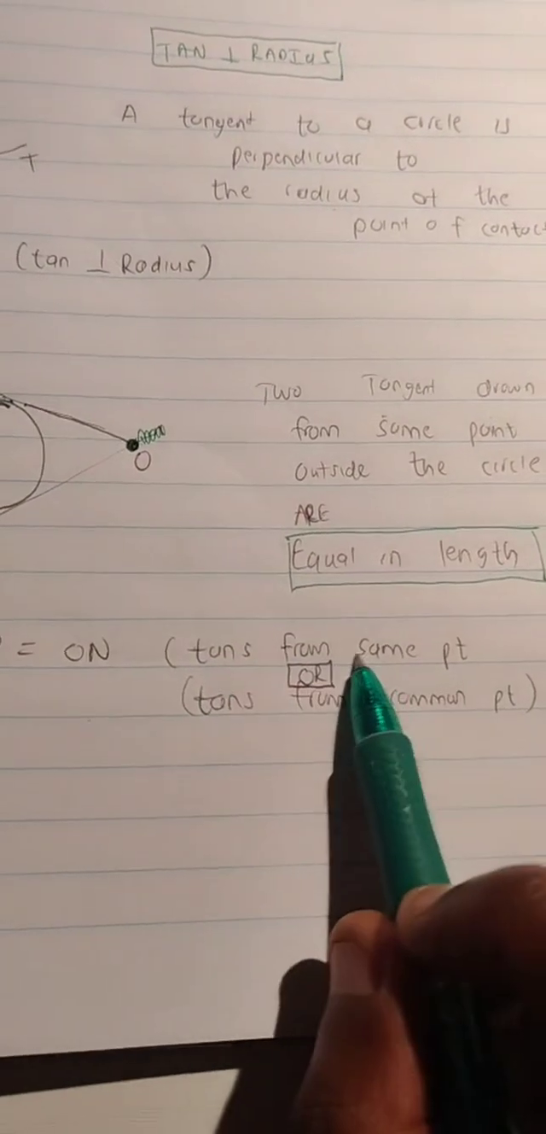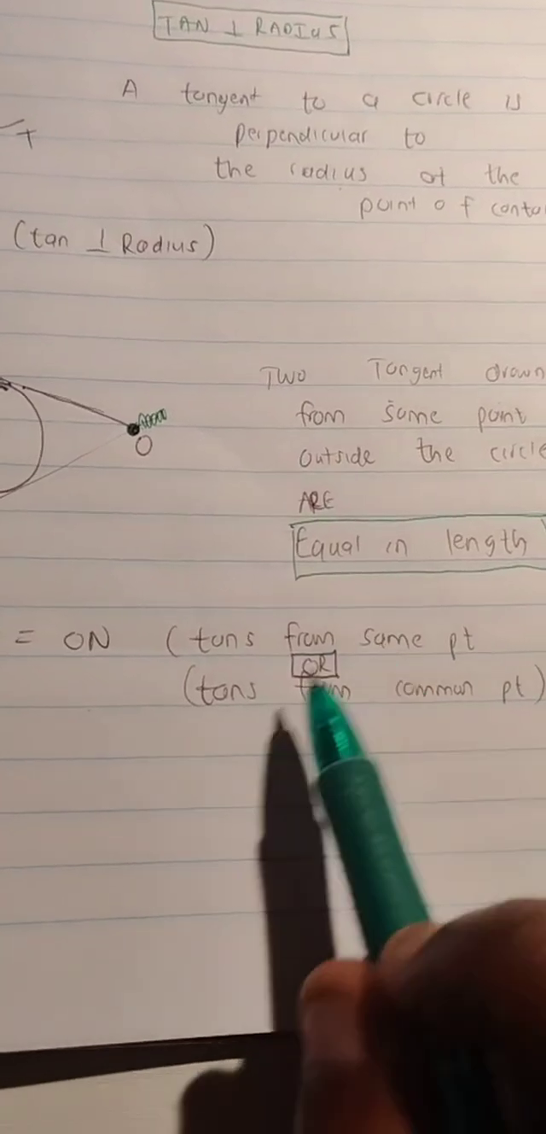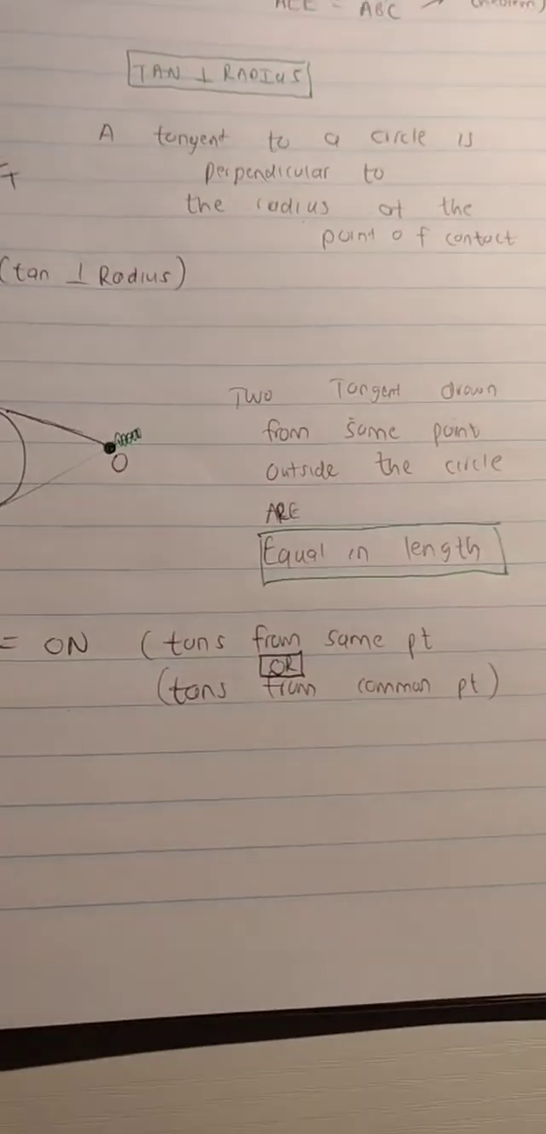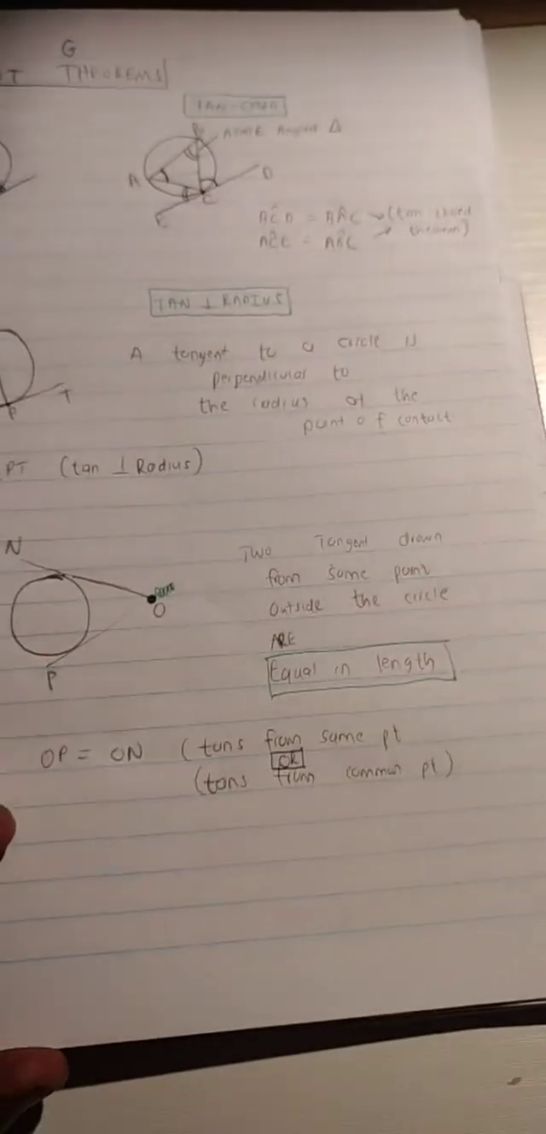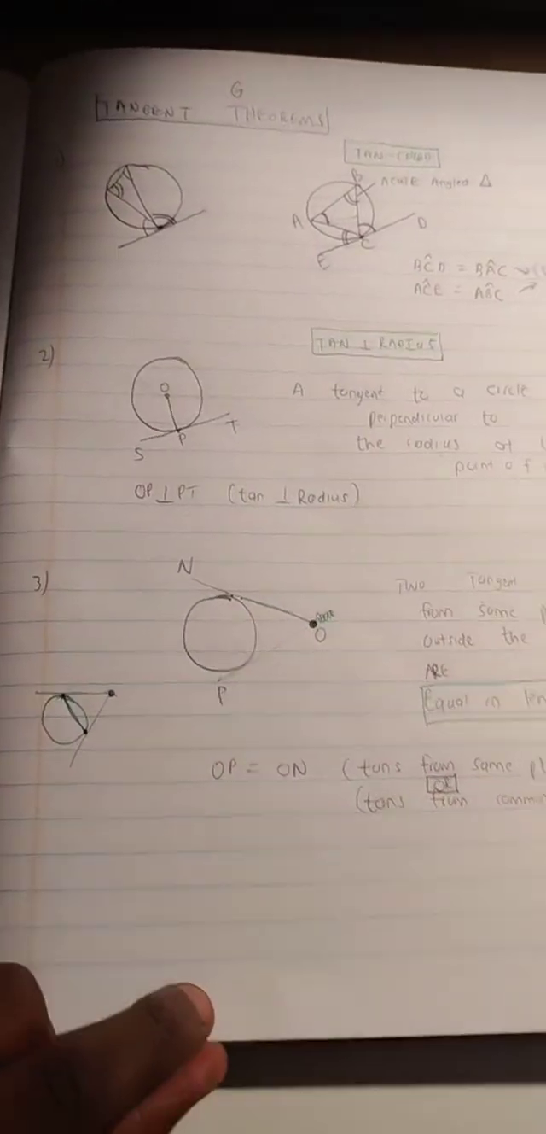Okay, so we can either say tans from same point, or we can say tans from common point. Okay, so those are the tangent theorems in summary.